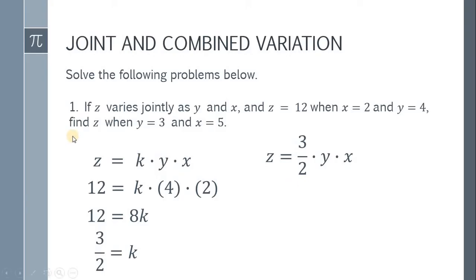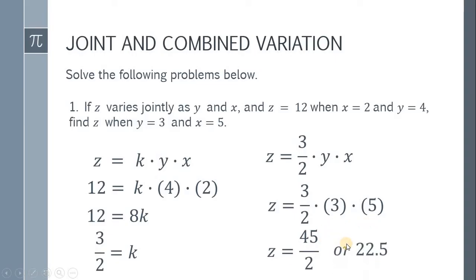So, ano ba yung question? Find z when y is equal to 3 and x equal to 5. So, anong gagawin natin doon? Yung z yung hinahanap natin, so ibig sabihin, wala tayong ipapalit sa letter z. Yung y, papalitan natin ng 3 at yung x, papalitan natin ng 5. So, we have z is equal to 3 over 2 times 3 times 5. Now, yung 3, meron niyang over 1 at yung 5 meron ding over 1. So, we have 3 times 3 times 5 or simply 45. And yan sa denominator natin, 2 times 1 times 1 or simply 2. So, we have z is equal to 45 over 2 or simply 22.5. And we're done.